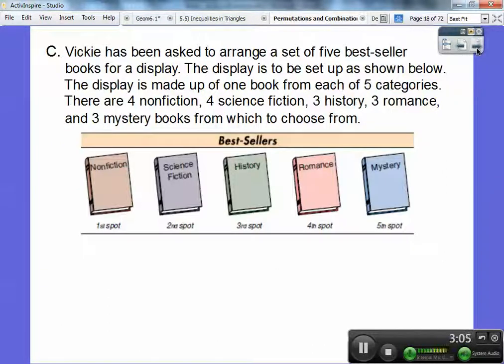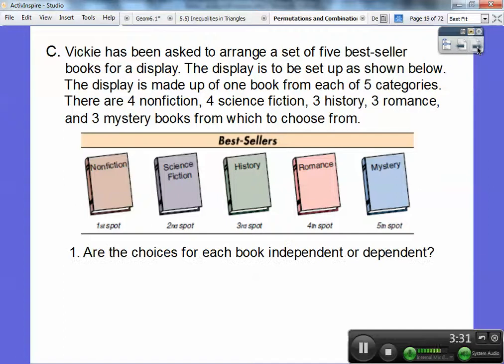So here we go. Vicky has been asked to arrange a set of 5 bestseller books for a display. The display is to be set up as shown below. The display is made up of 1 book from each of 5 categories, and there are 4 nonfiction books, 4 science fiction, 3 history, 3 romance, and 3 mystery books. For what? There's no math books? How dare they? For each to choose from. So she's got to put them all here.